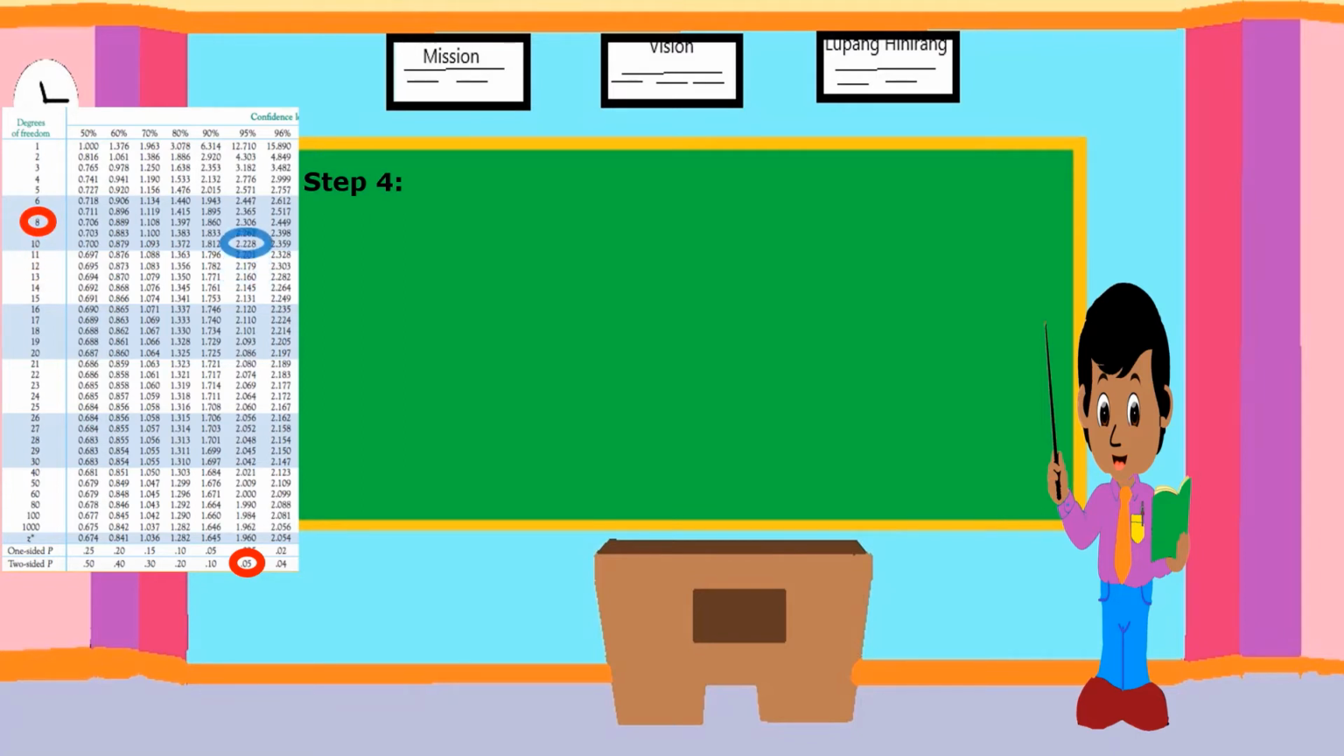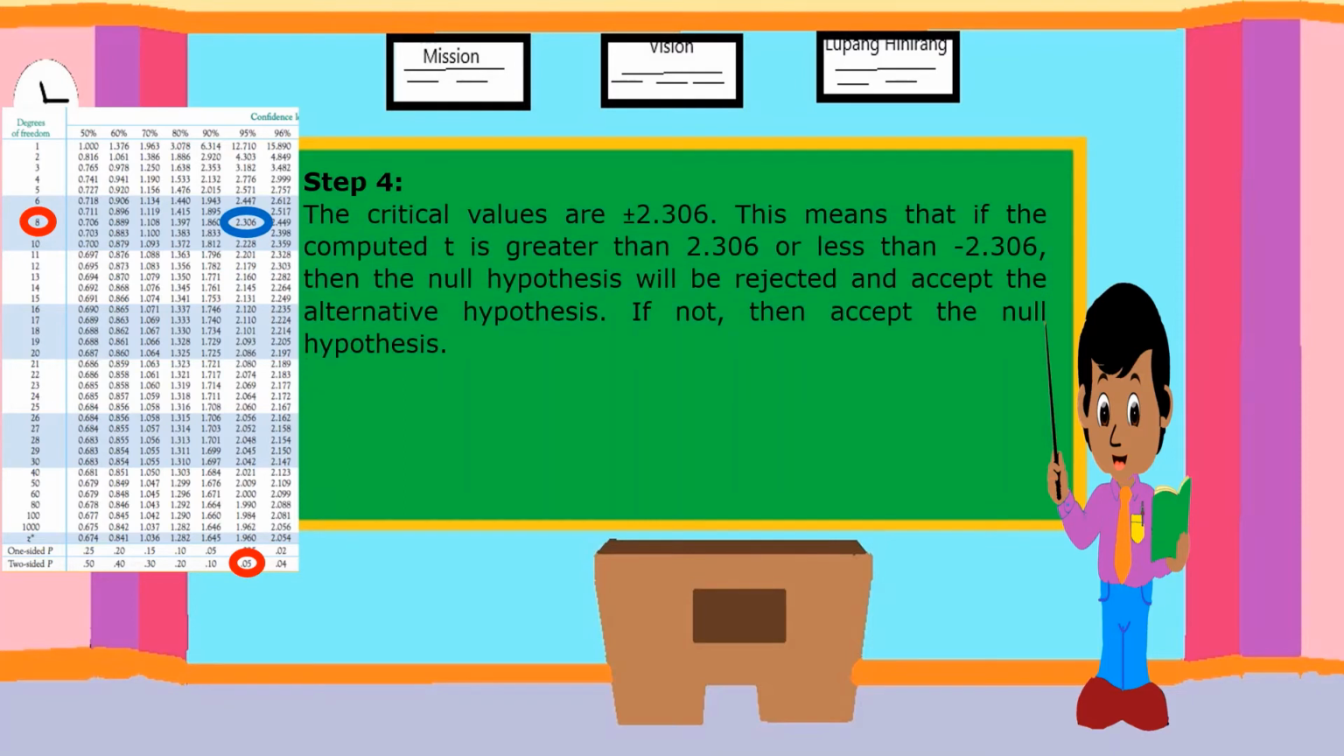The intersection of the two is 2.306, meaning the critical values are positive and negative 2.306. Positive and negative because it is non-directional. This means that if the computed t is greater than 2.306 or less than negative 2.306, then the null hypothesis will be rejected and we accept the alternative hypothesis. If not, then accept the null hypothesis.